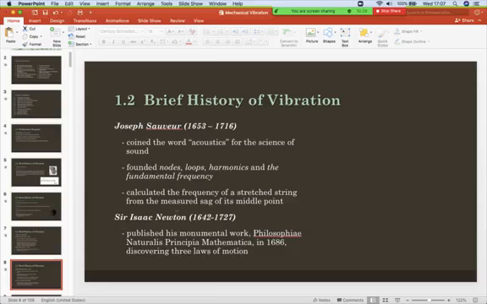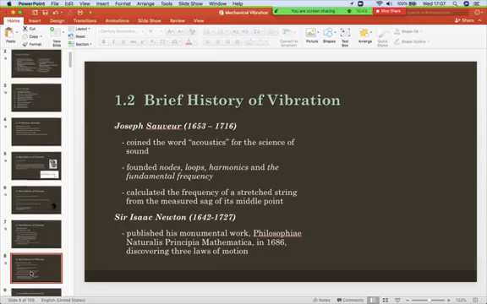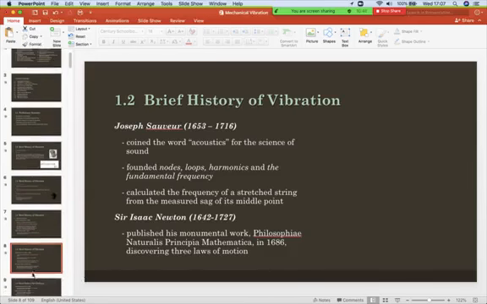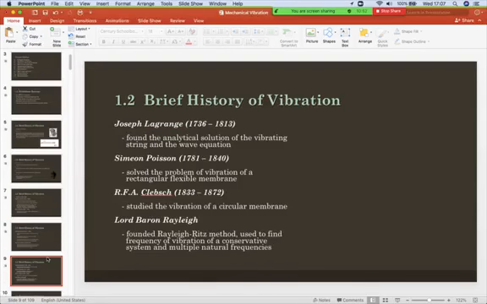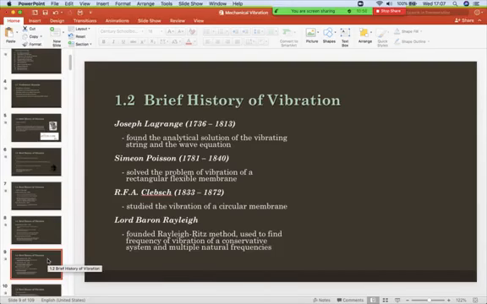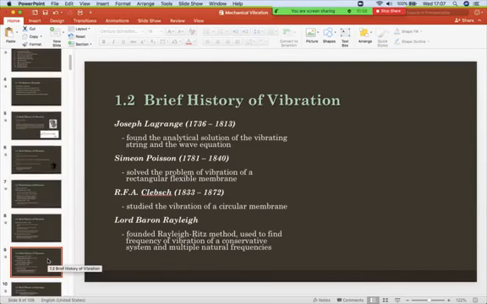But we also have a famous one, Sir Isaac Newton. Published his monumental work, Philosophiae Naturalis Principia Mathematica, in 1686, discovering the true laws of motion. You remember that? The first, second, and third laws of motion, that's what we're always using in our laws of physics, and even in our thermodynamics and other engineering sciences.